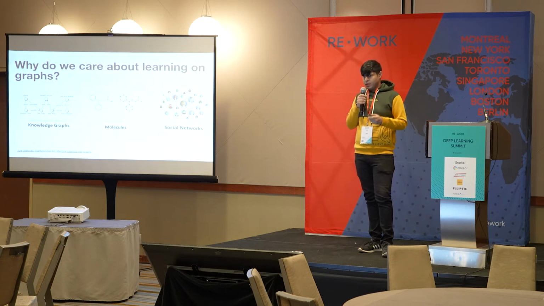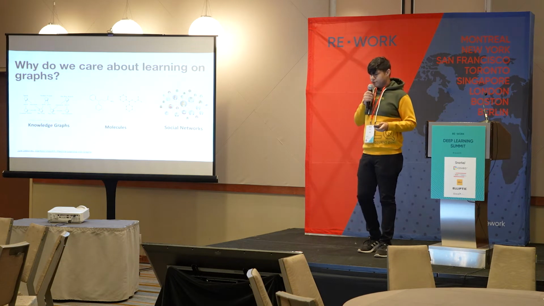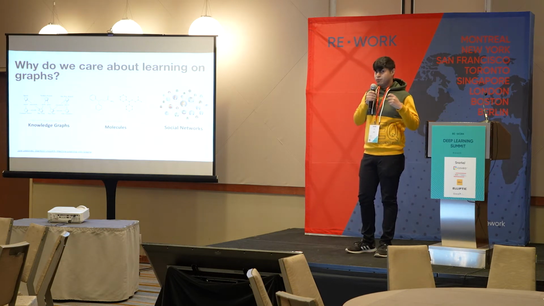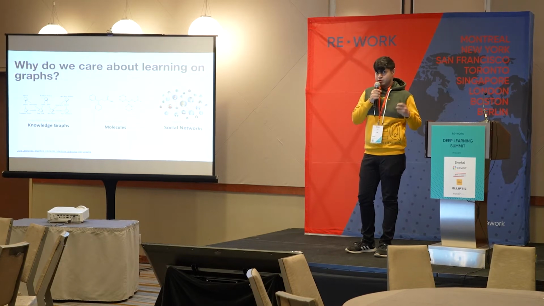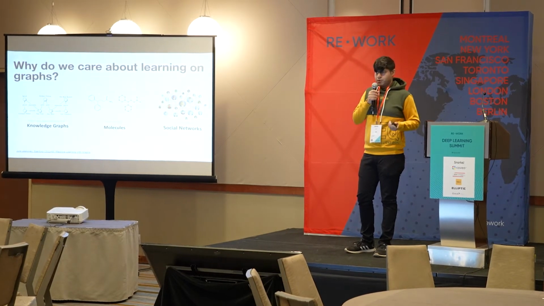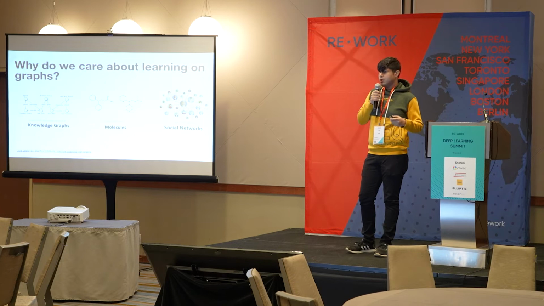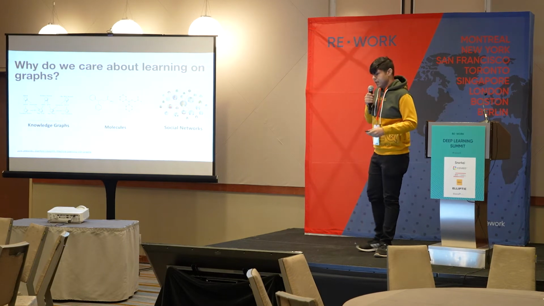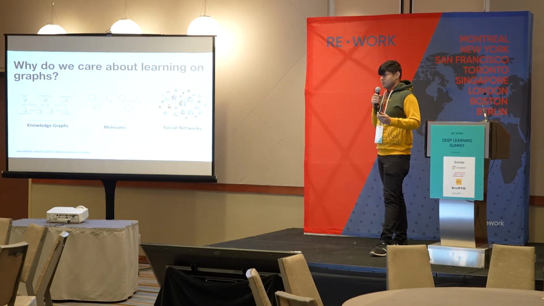Another setting where you can have graphs is molecules. A graph can be used to represent molecules, and you can do anything that you want to do with that graph, for instance, predict properties of that molecule. This is useful for settings where you synthesize a new drug and you want to predict what properties that molecule has. And last but not least, social media networks.